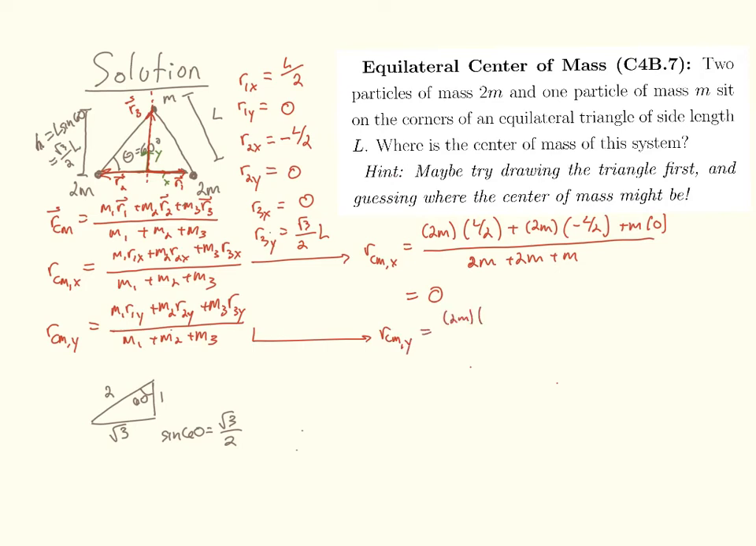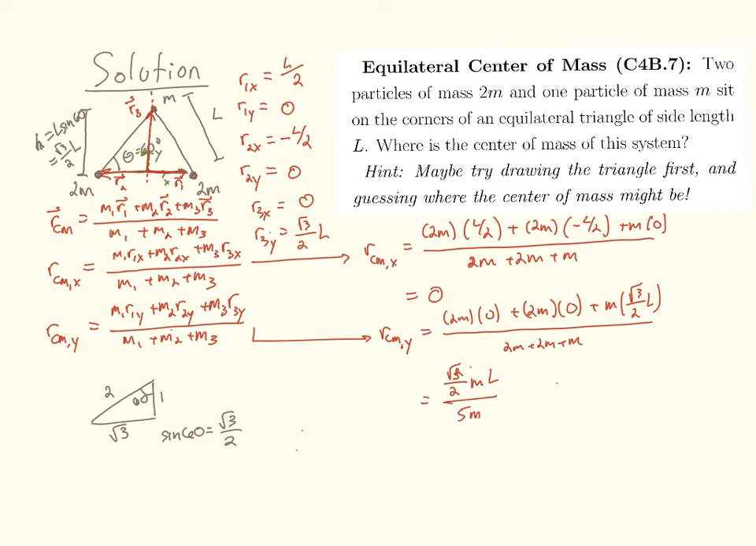That's 2m times the y component, which is 0, plus 2m times the y component, which is also 0, plus 1m, and that y component is root 3 over 2 times L. And that's divided by the total mass, 2m plus 2m plus m. Cool, now let's simplify this. Those two terms are 0, so I'm simply going to get root 3 over 2, m times L, divided by the sum of the masses, that's 5m.